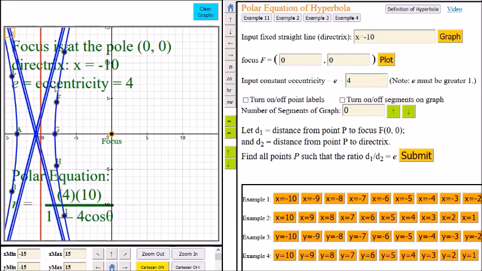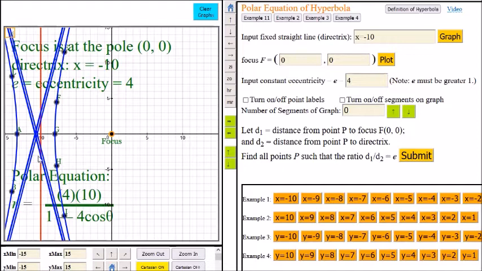And same thing, for any point that's on the hyperbola, the distance from the point to the focus divided by the distance from the point to the directrix must equal 4. And so obviously if we choose another number like 2, 3, 5 or something, then we get a different hyperbola.